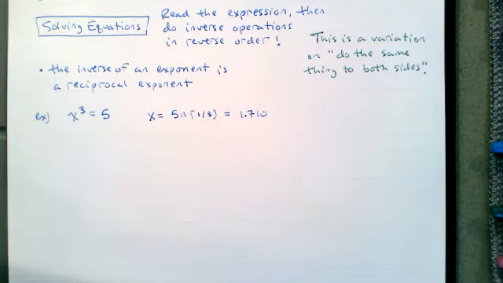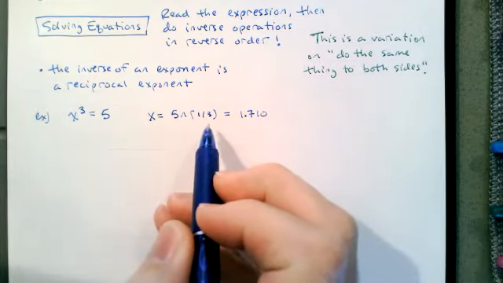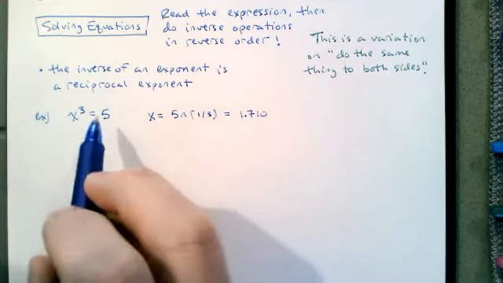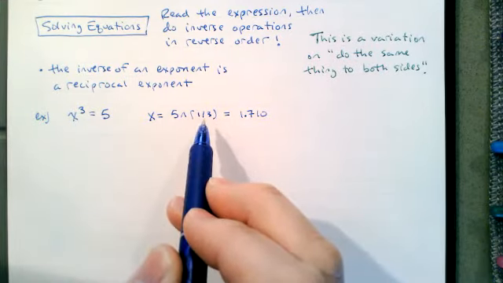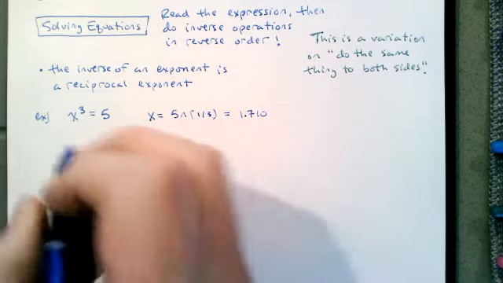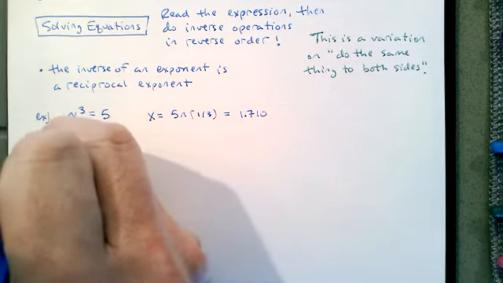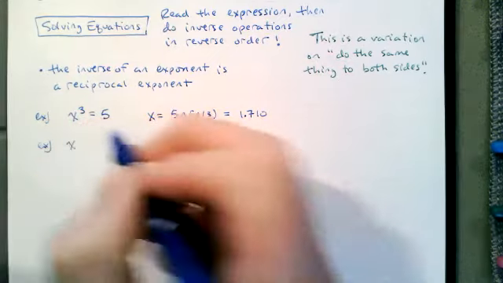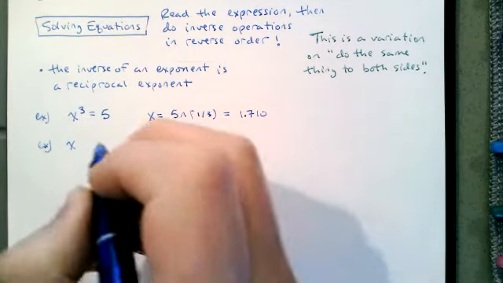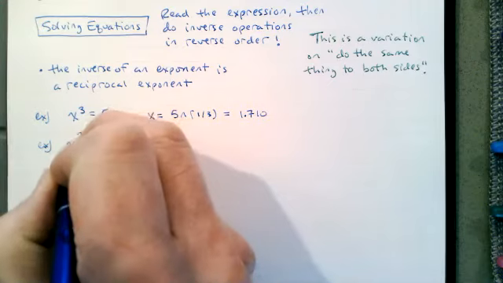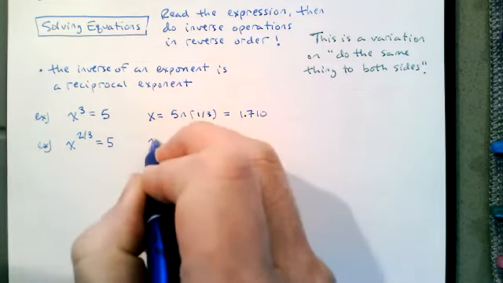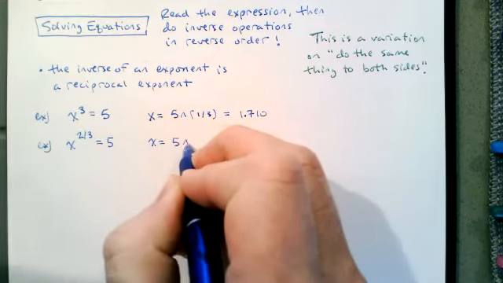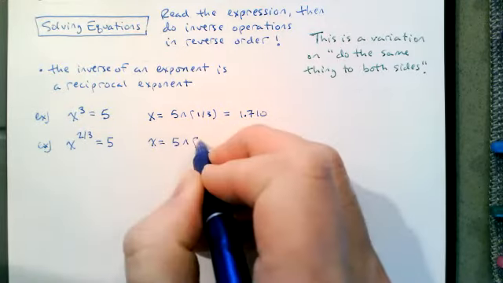So I have x raised to the third power. If that's equal to 5, then x is 5 to the 1/3 power. So the inverse of an exponent is a reciprocal exponent. If, for example, I had x to the 2/3 power, and that was equal to 5, then to solve, we would take 5 and raise it to the reciprocal exponent.